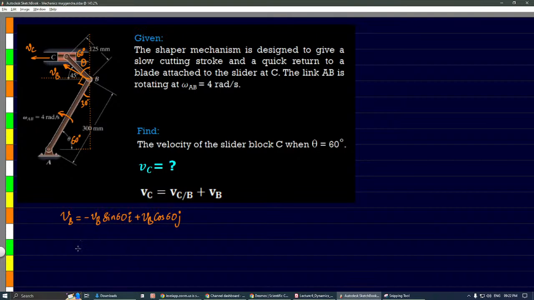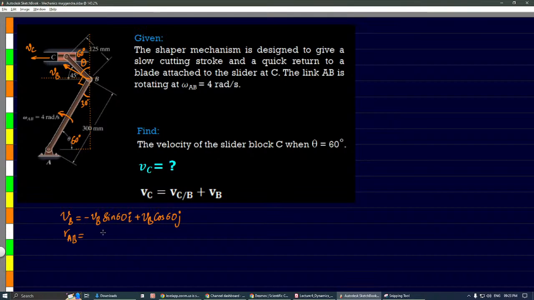So this is VB. Then RAB, we need to find RAB also. What is RAB? 300 length is given, but that length is inclined, no? So we have to find the x component and we have to find the y component. Again, we have to write in ij format.